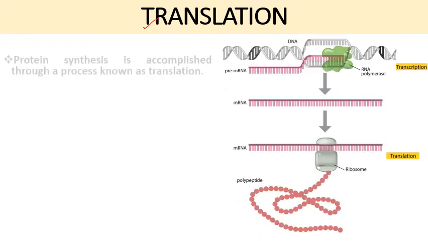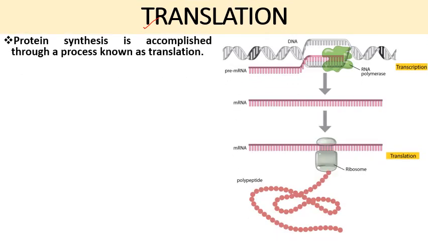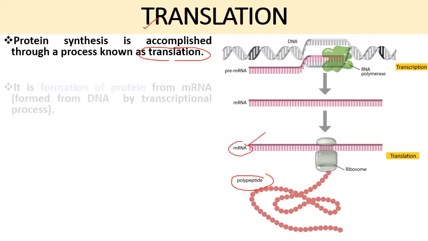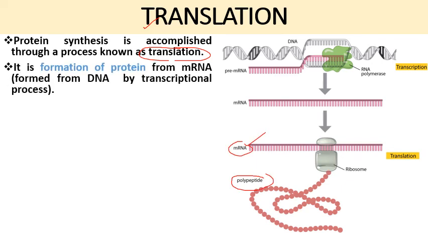So what is translation? As we know, protein synthesis is accomplished through the process known as translation from the mRNA. So the formation of a polypeptide from this mRNA is known as translation. It is the formation of protein from mRNA, which is formed from DNA by the process of transcription that we have already discussed in the last lecture.